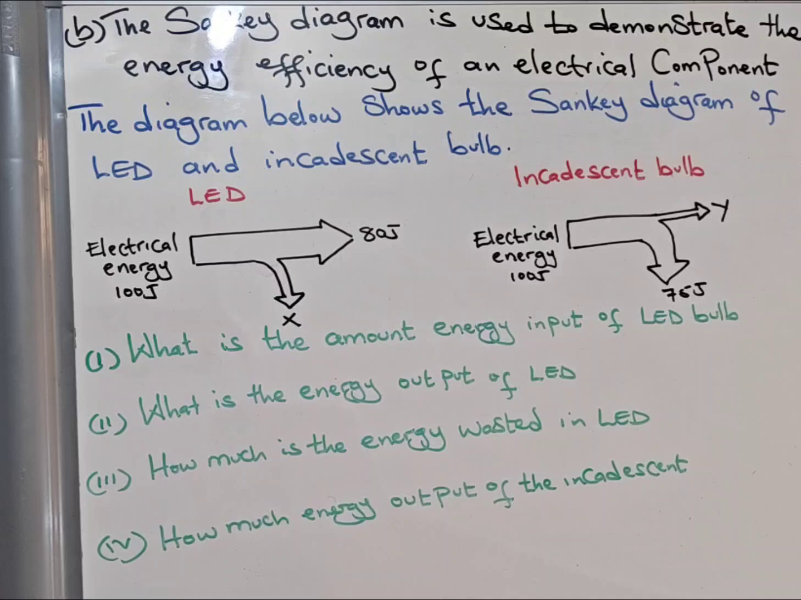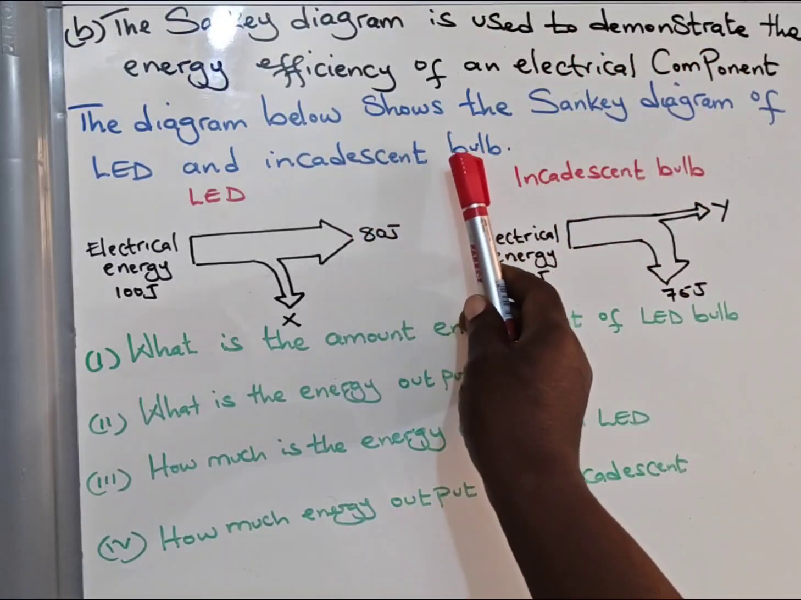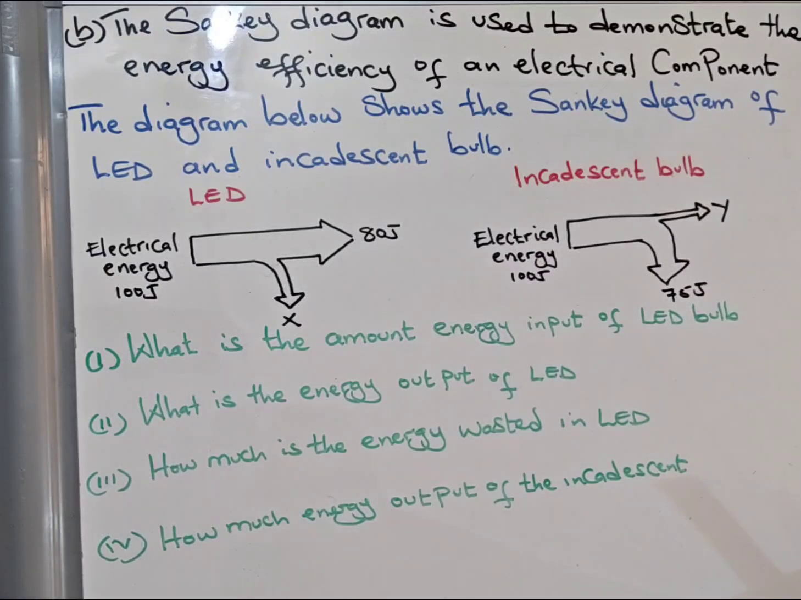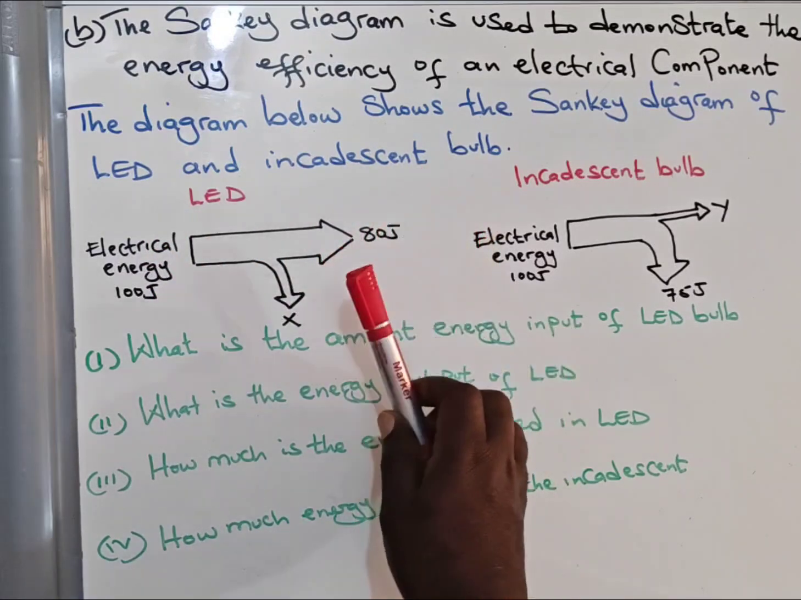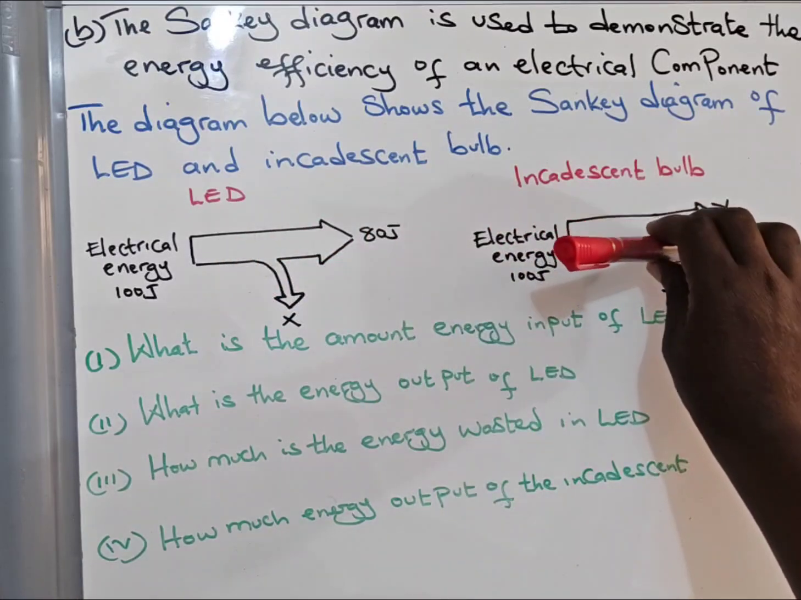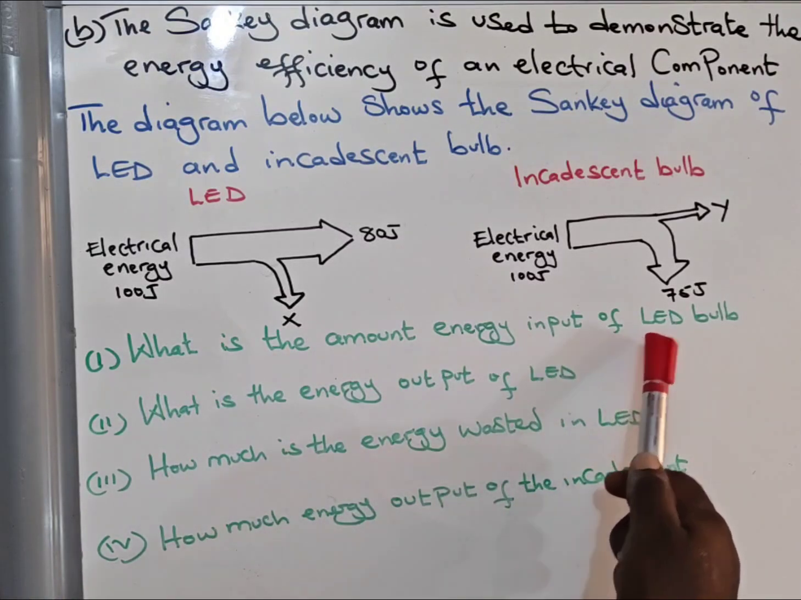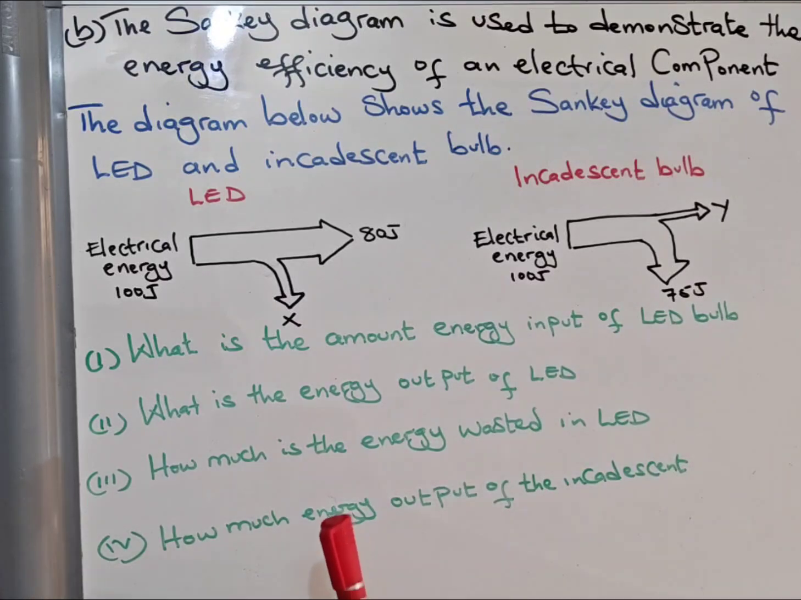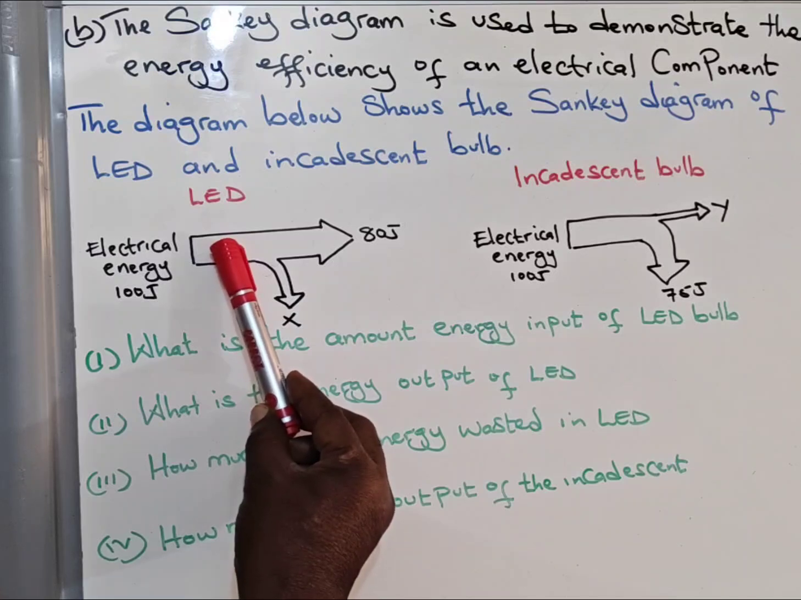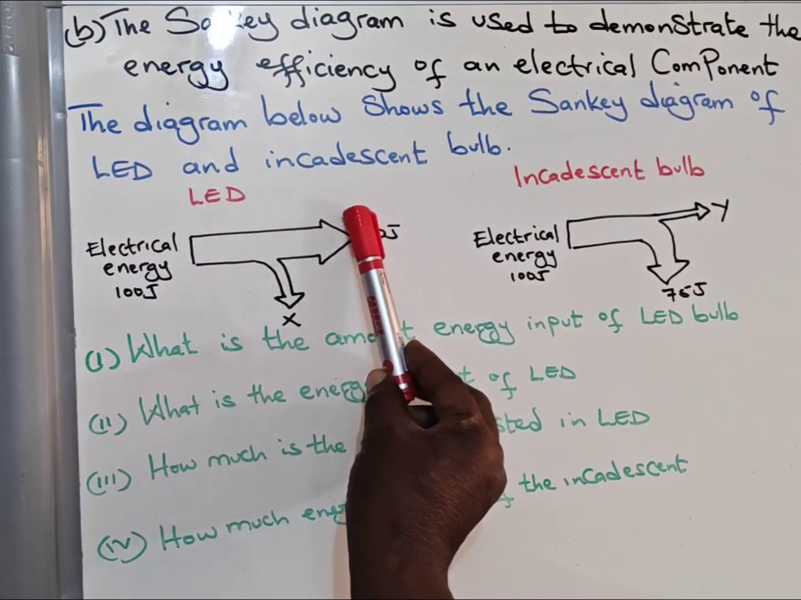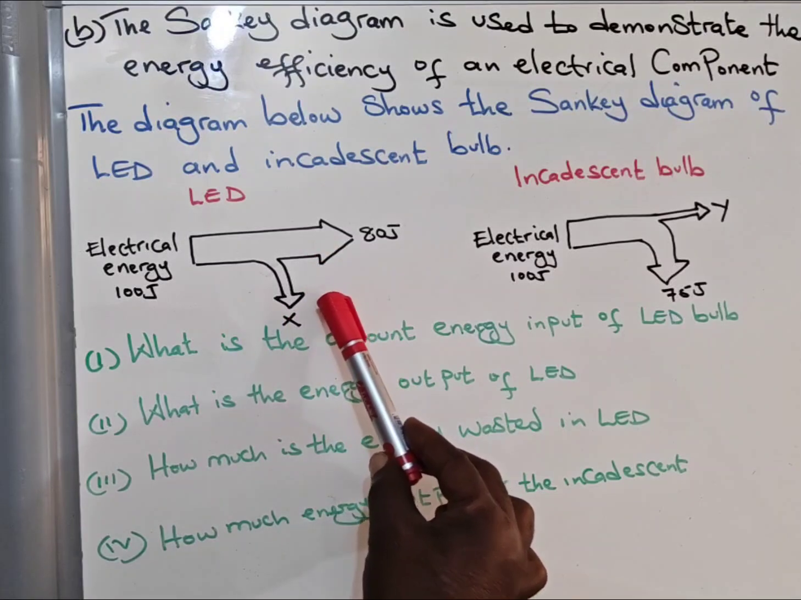Then we come to this question. It says that the circuit diagram is used to demonstrate the energy efficiency of an electrical component. The diagram below shows the circuit diagram of LED and the incandescent bulb. So what you have here is for the LED, this is for the incandescent bulb. And the question says, what is the amount of energy input of LED bulb? I need you to know that during the interpretation of the circuit diagram, energy enters, what appears here is the energy which is used, and what appears as this diversion is the energy wasted.